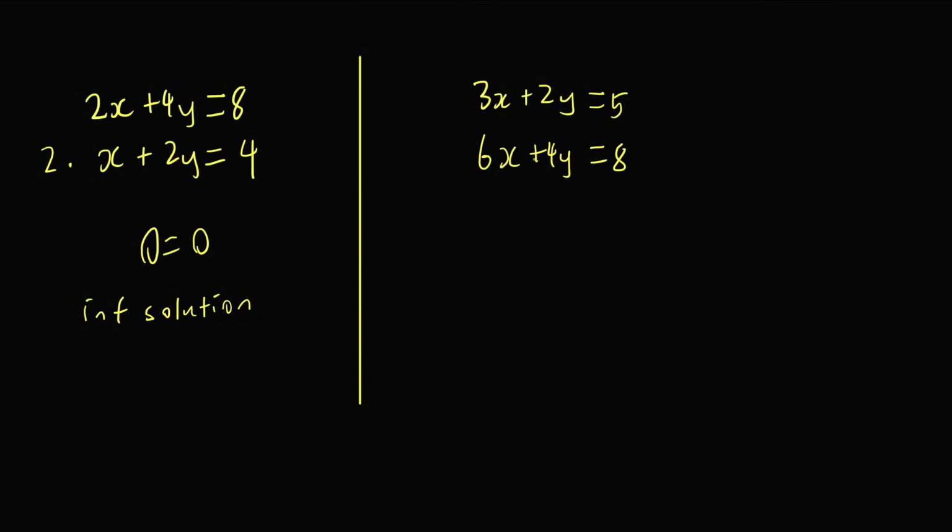And for this question, if you do the same method, you just multiply this by 2 and then subtract each other, then you would get 0 is equal to -2, which is untrue. Because it's untrue, there will be no solution.